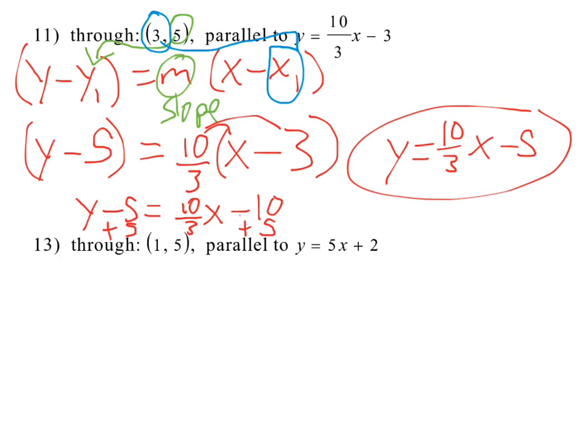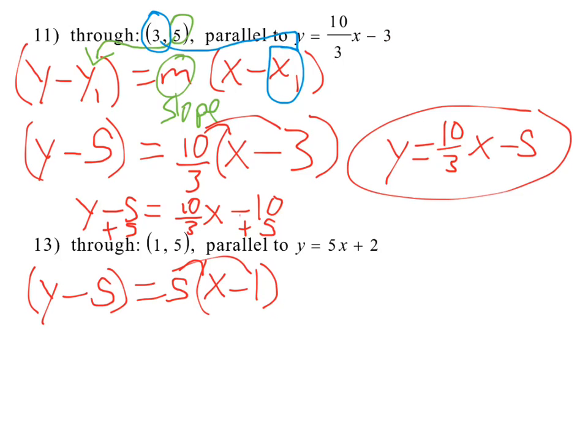The rest of these are going to go pretty much faster, just so it doesn't take 2 minutes to do one problem. So again, I'm going to have the form. I'm going to do y minus the y value, which is 5. And then the slope I want to use is, if I want it to be parallel, I need to use the same one, which is right there, 5. And then you do x minus the x-coordinate of the point, which is 1. And realize you're not using the plus 2 part, you're not using the subtract 3 part. Those are just things you don't need. And now it's time to distribute and simplify things down.